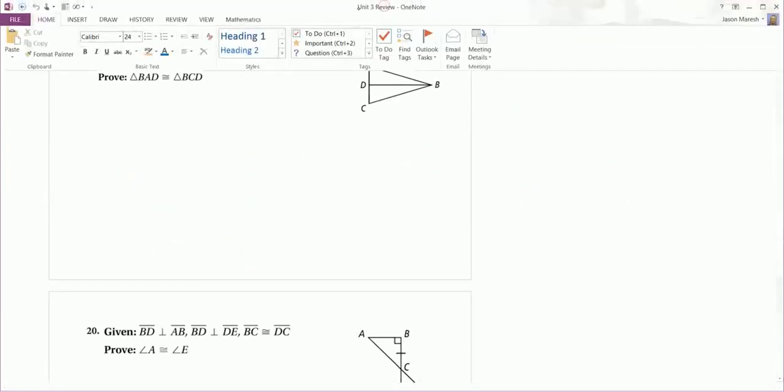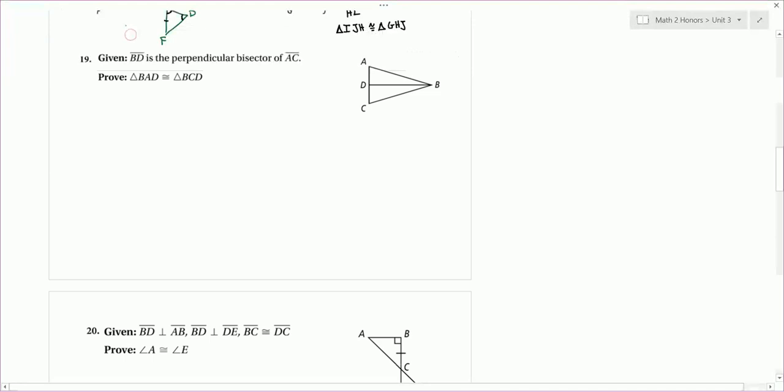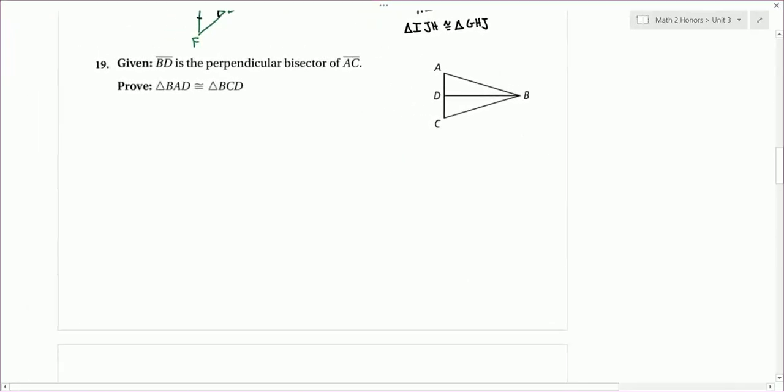Alright, number 19, we have a proof. And here we're given that side BD is a perpendicular bisector of AC. And we want to prove that the two triangles BAD and BCD are congruent. And so we have a two-column proof with statements on the left and our reasons on the right. And when we make these two-column proofs, the first statement you're going to make is the given. So first statement, just copy that down.